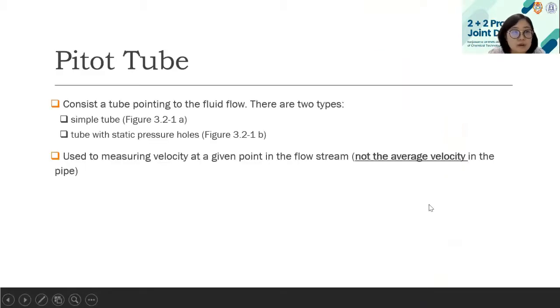A Pitot tube consists of a tube pointing into the fluid flow. There are two types of Pitot tube. The first is the simple tube, and the second is the tube with static pressure holes. Please open your Juan list while we are discussing these. Let me go to the Juan list.